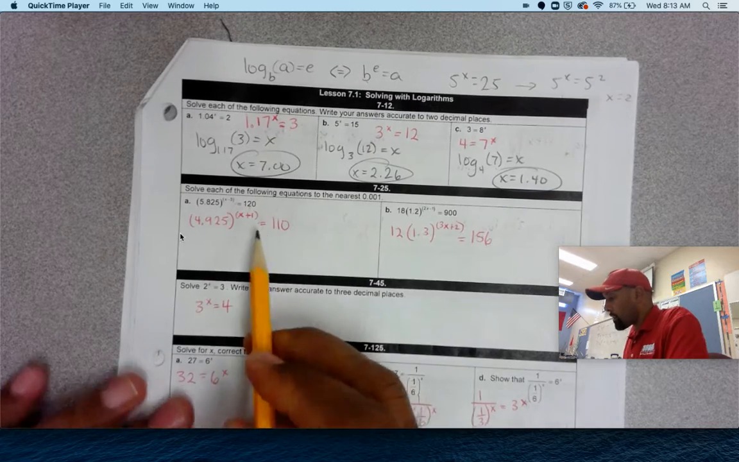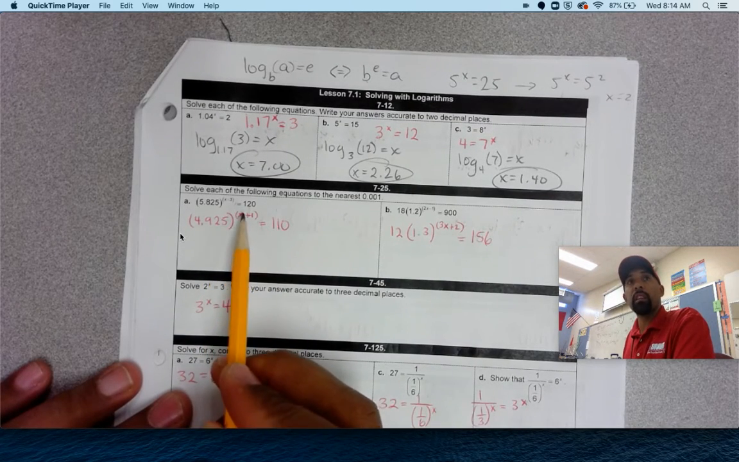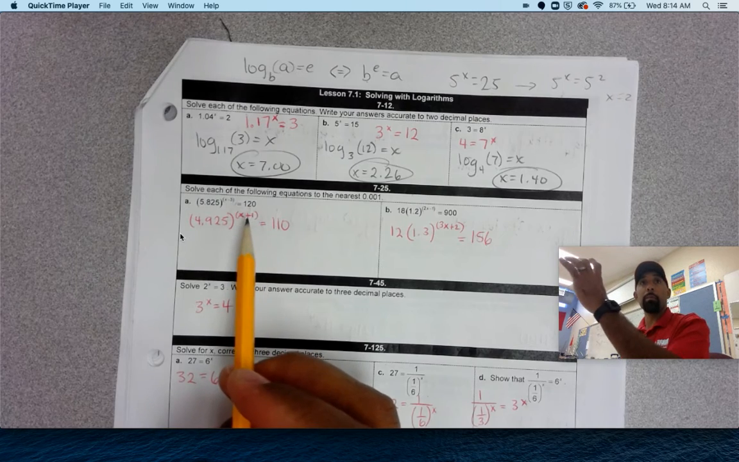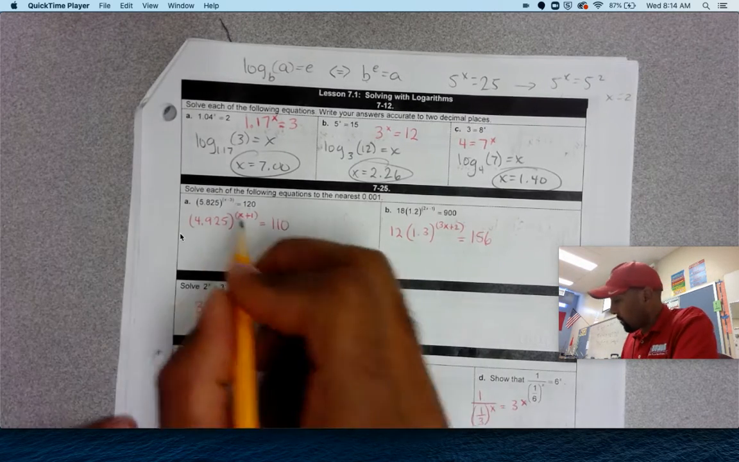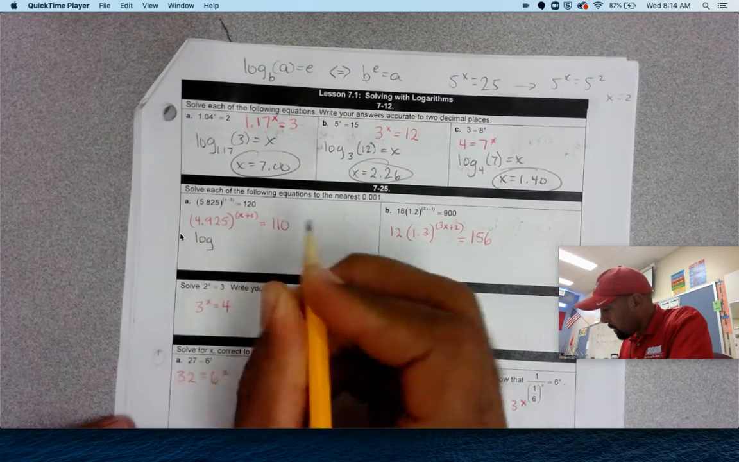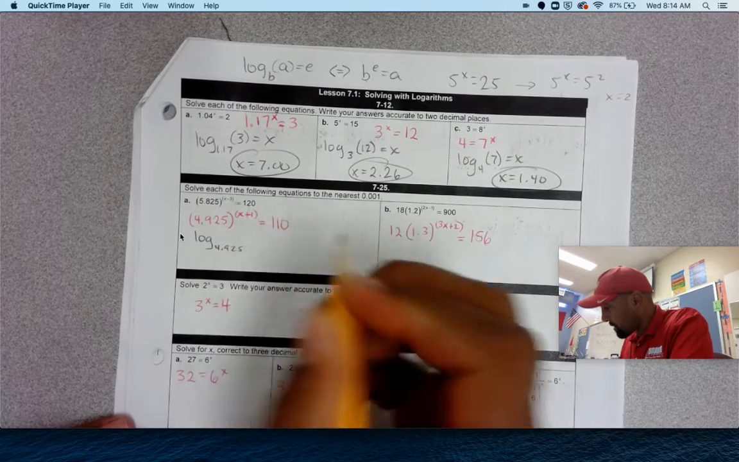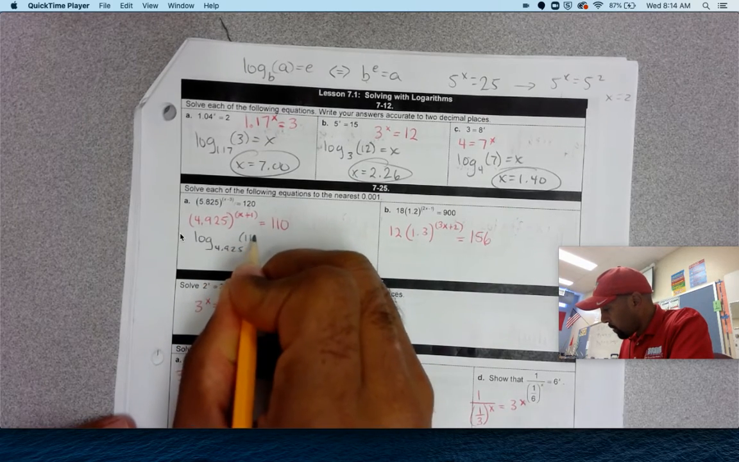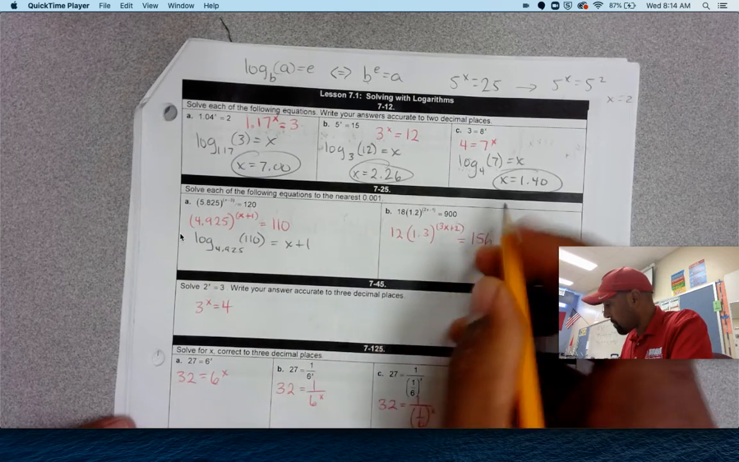Okay. All right, so this one we pretty much treat the same way, except the only difference is that in the exponent part of the problem, you've got an expression, okay? And you're still going to handle it the same way. We're still going to put it in log form. So we'll have 4.925 as our base here, and the a value is 110, and we're going to make it equal to x plus 1. And let's do the same thing over here with this one.